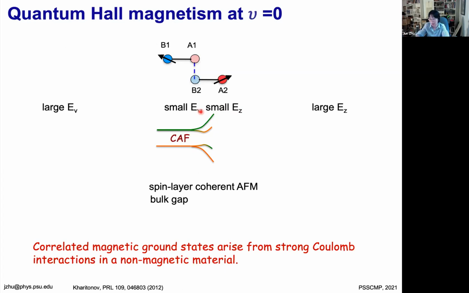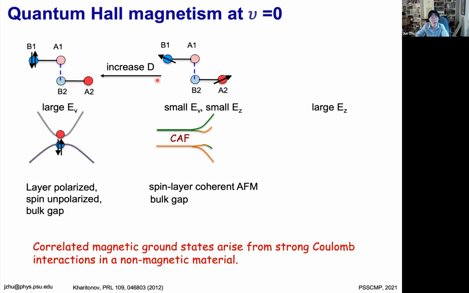Right? Now, if you increase the valley splitting, eventually you're going to drive the system into a layer / valley polarized state, like what I'm drawing here, right? Because that's energetically more favorable. So this system now has layer polarization, but the spin is unpolarized, so non-magnetic.